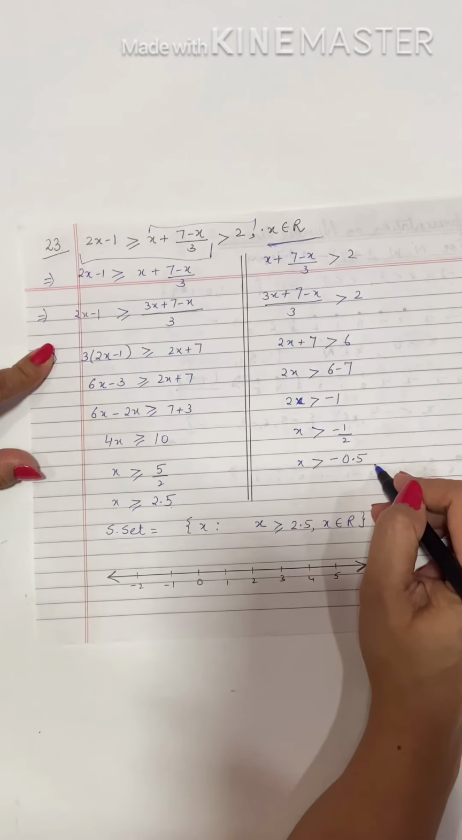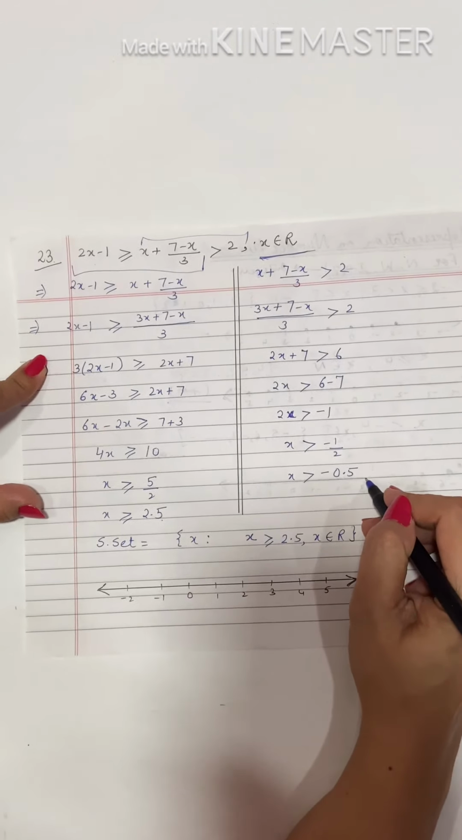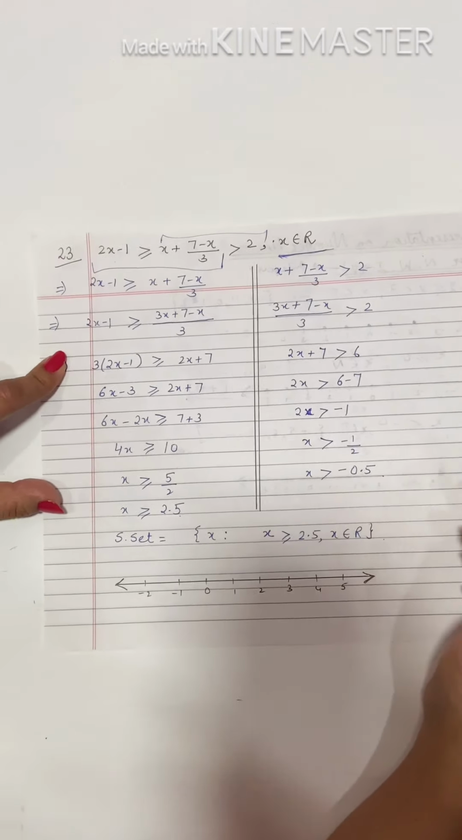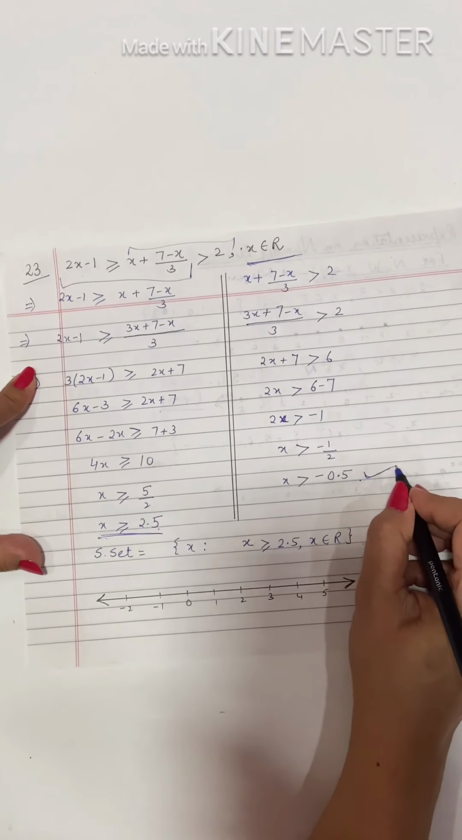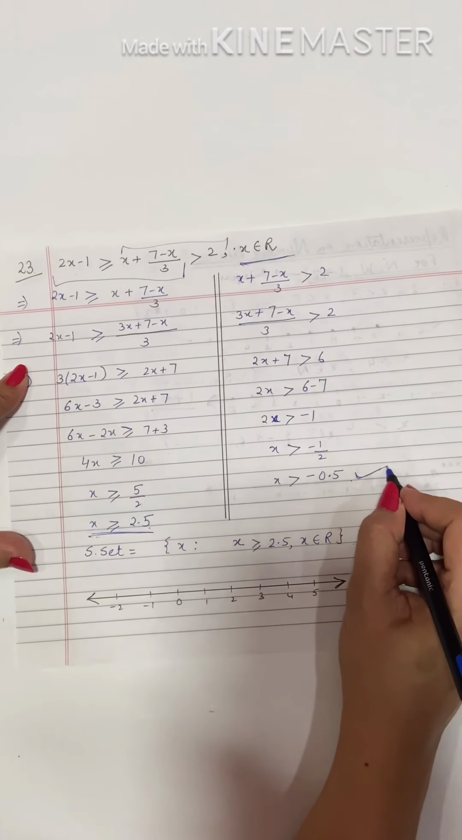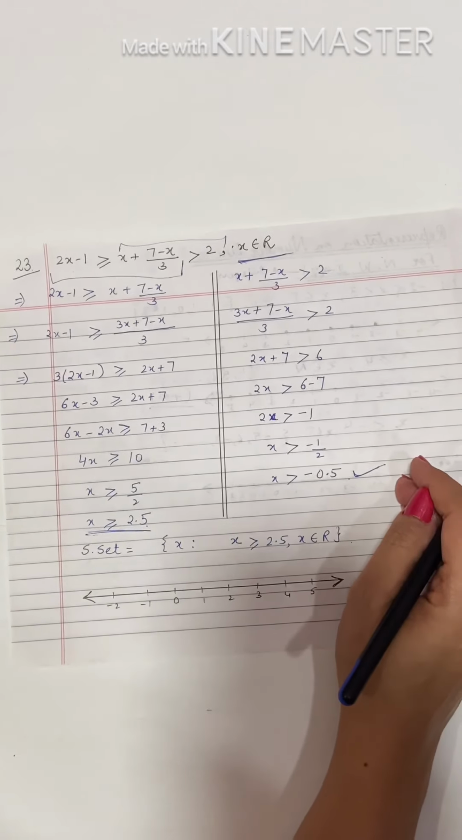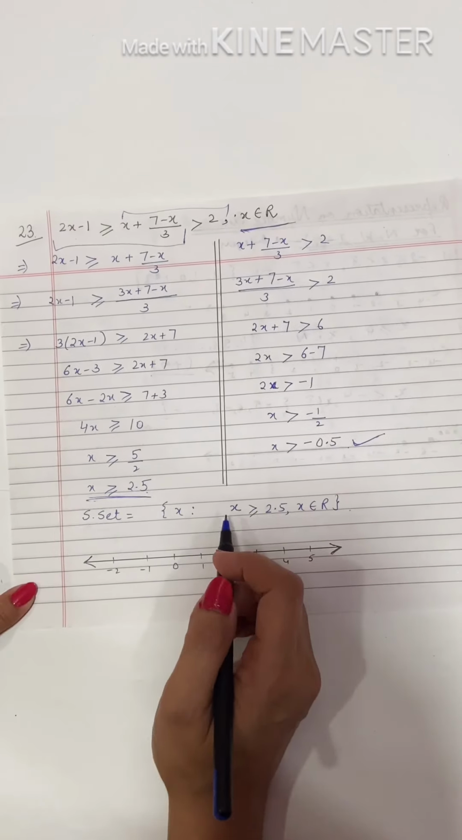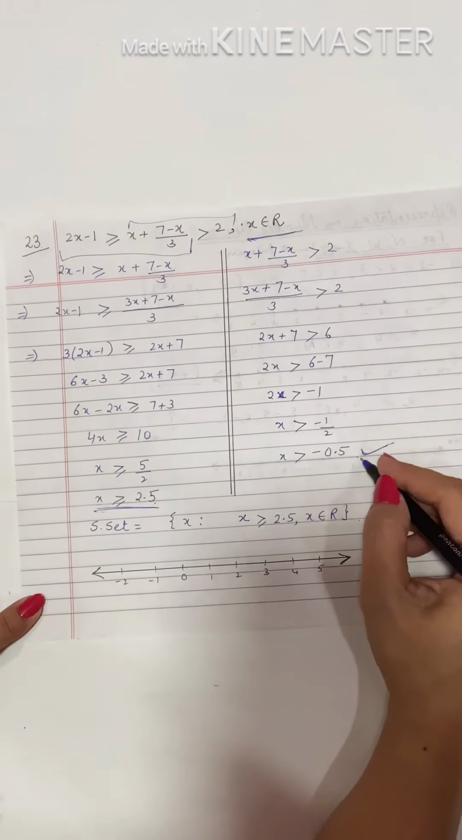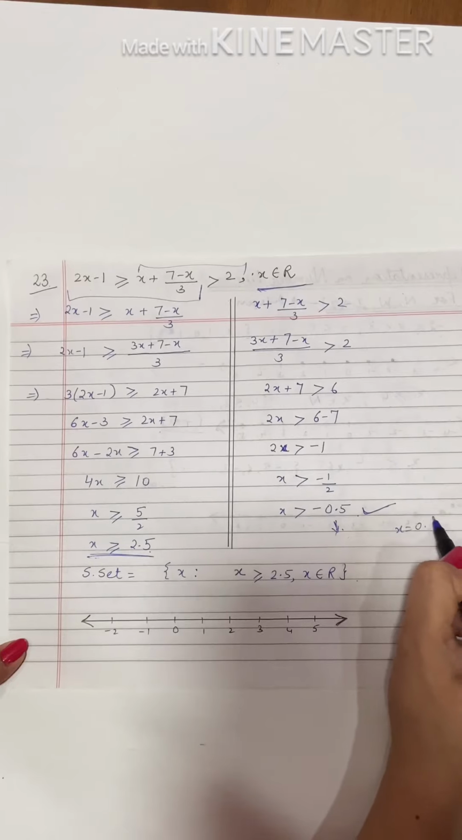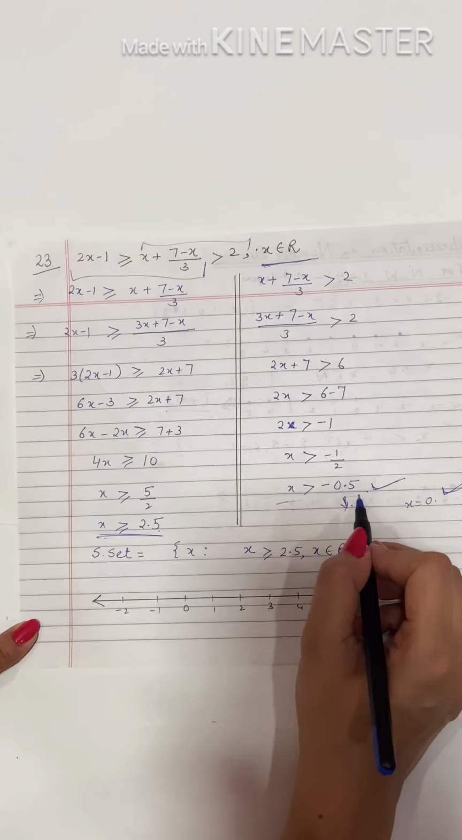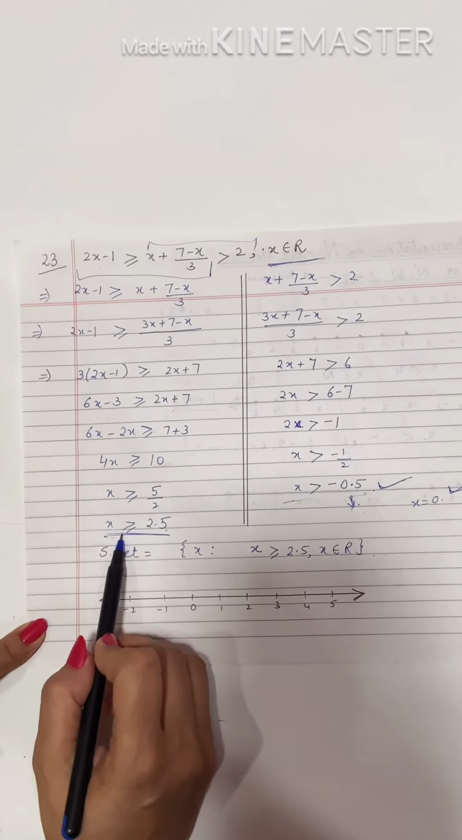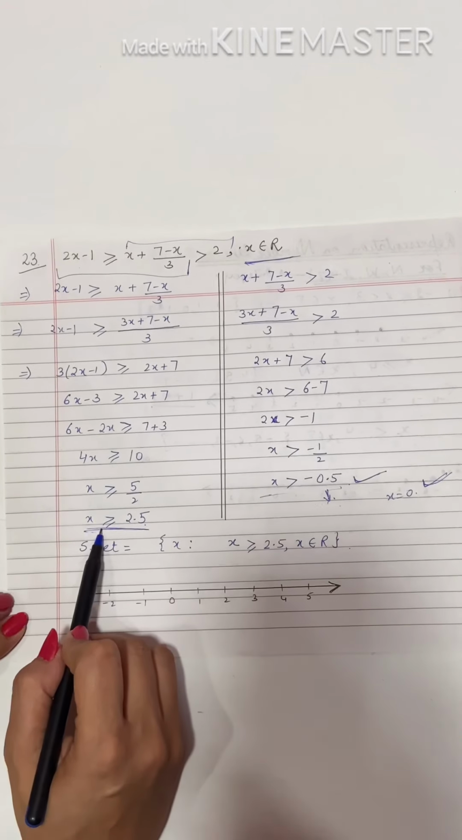Now in this, we are going to write the solution set. x is greater than or equal to 2.5, and the second condition is x is greater than minus 0.5. In this case we have to find those values of x which satisfy both the conditions. Now see, if I take any integer greater than minus 0.5, suppose I take x equal to 0, x equal to 0 satisfies this condition, but it does not satisfy the condition that x is greater than or equal to 2.5.